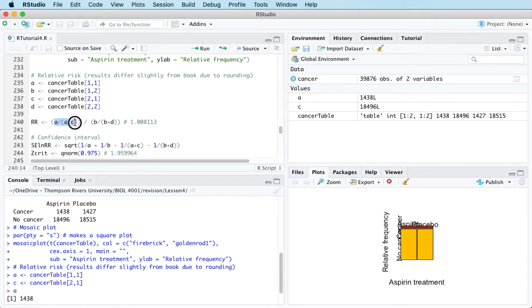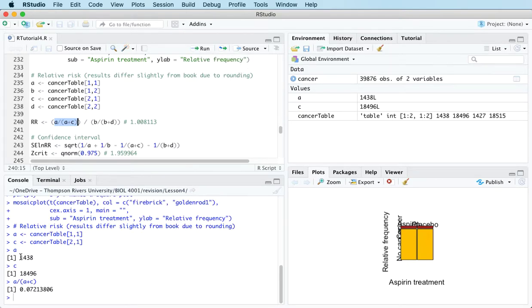Then if I calculate the relative proportion, we're going to have 1,438 divided by the sum of 1,438 plus 18,496, and that comes to 0.0721386. So there's roughly a 7.2% chance of the women in this study who were given the aspirin treatment going on to develop invasive cancer over a 10-year period.